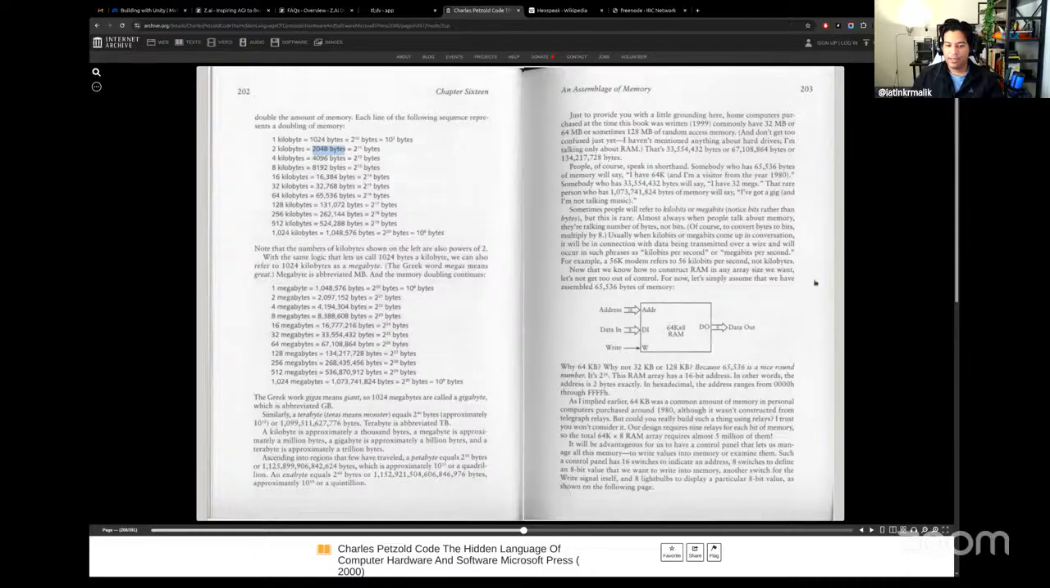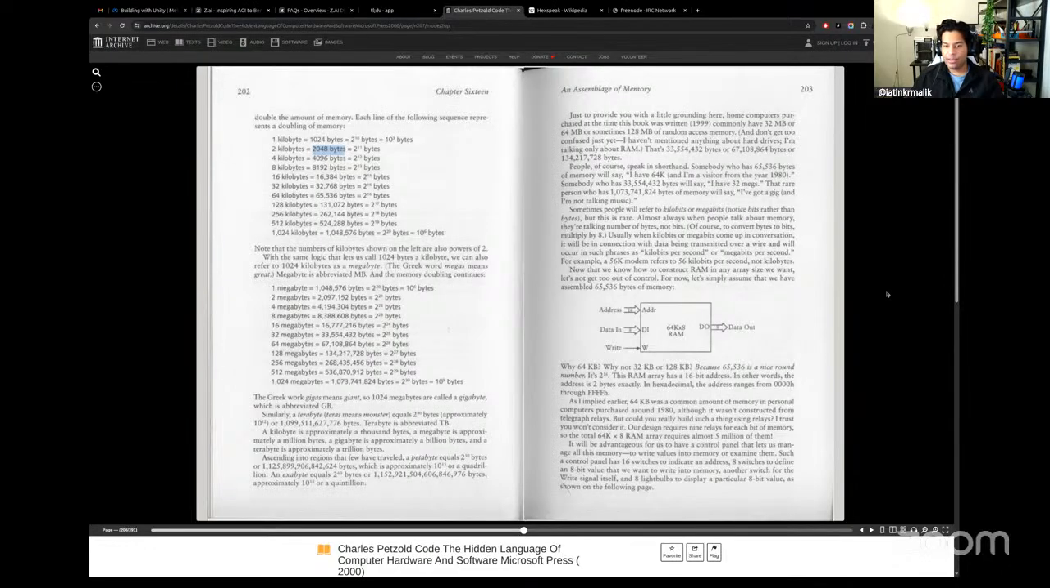Sometimes people will refer to kilobits or megabits, notice bits rather than bytes, which is rare. Most of our internet connections are described in terms of megabits. So if you have 100 Mbps, it is 100 megabits per second, and then you divide it by 8 to get the speed in bytes. But almost always when people talk about memory, they are talking about the number of bytes, not bits. Of course, to convert bytes to bits, multiply by 8.